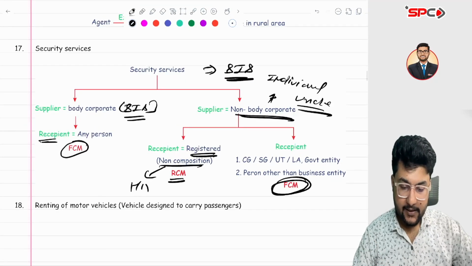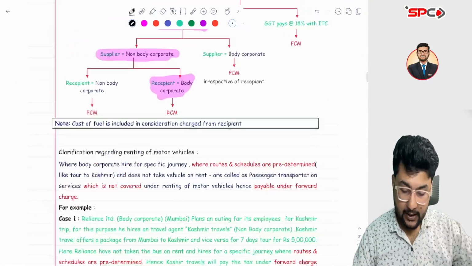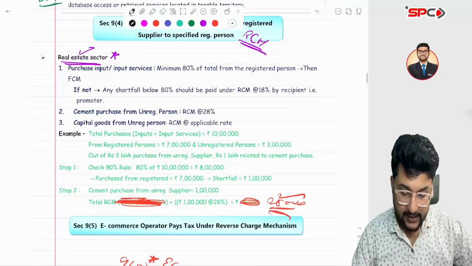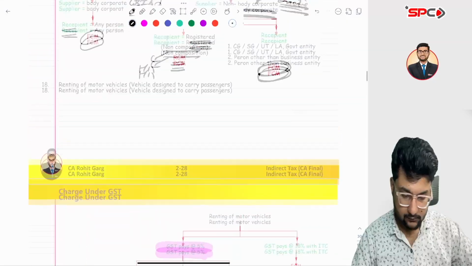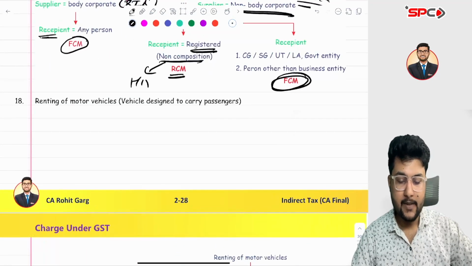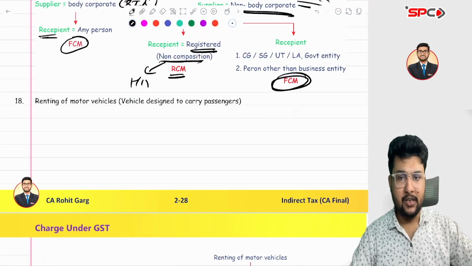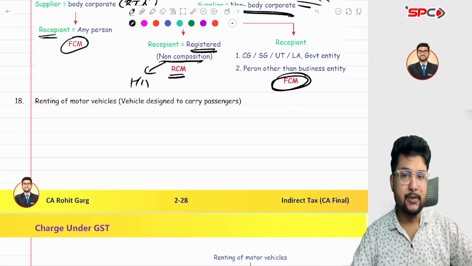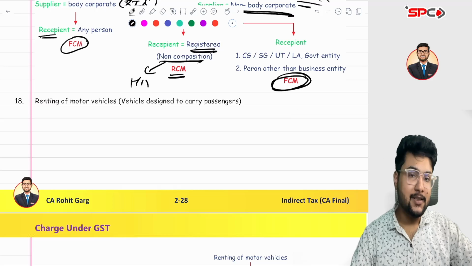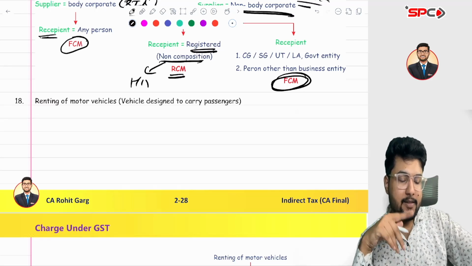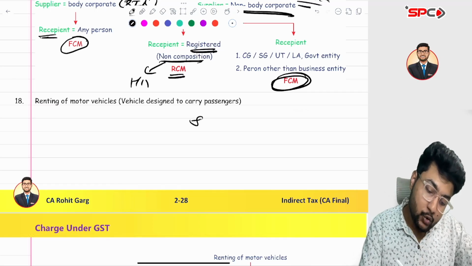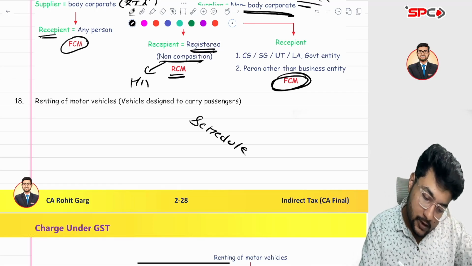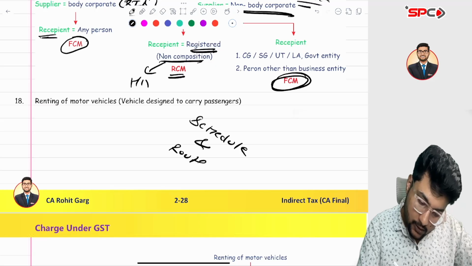Yes, yes. Now another very important one, about to end our 9.3. Then we will shift to 9.5. Okay, this is renting of motor vehicle. There's a huge difference between renting of motor vehicle and passenger transportation. What is the difference? In passenger transportation, mark my word, the schedule and route are fixed.